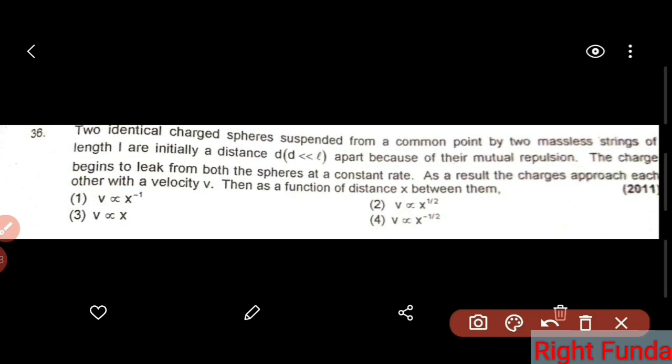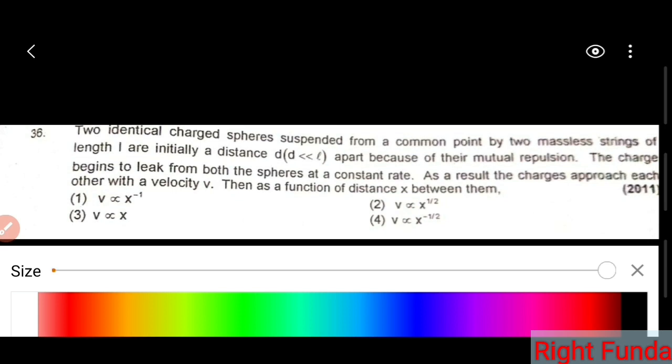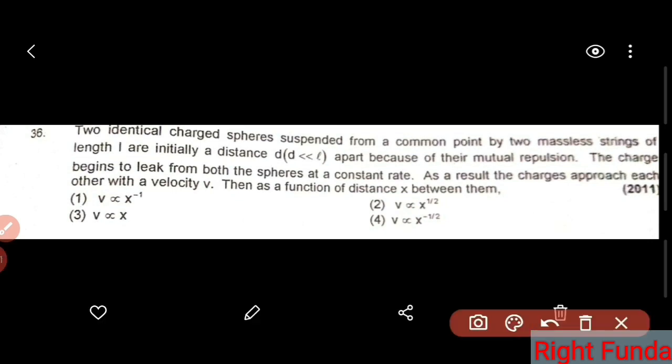What are the key points here? We'll see. One thing is they're saying that charge leaks from the spheres at a constant rate. So the rate of leakage of charge is constant. This is very important. The second thing is that d is much, much smaller than L. These two are there, and we will be solving this problem.